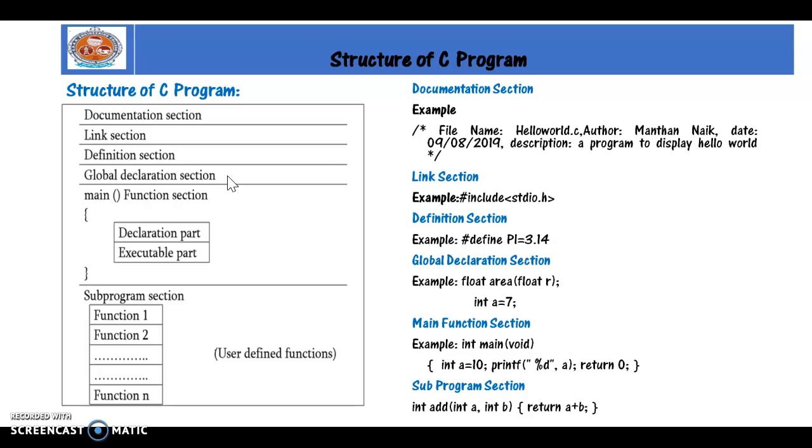Then coming to the global declaration section, this is majorly used for declaring global variables and functions. These are the things which you want to use throughout your program, and they will be included in this section.